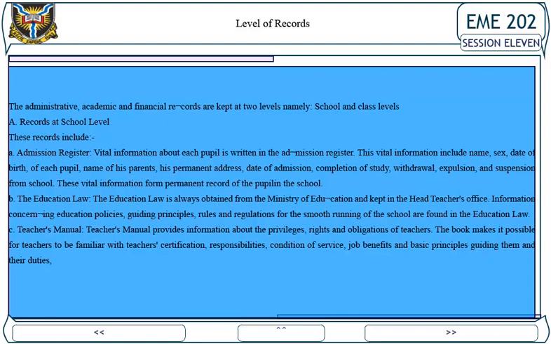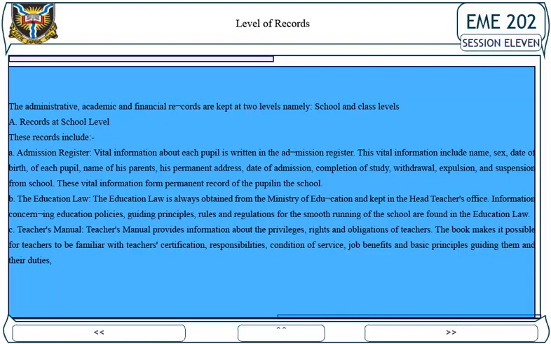Vital information about each pupil is written in the admission register. This vital information includes name, sex, date of birth of each pupil, name of his parents, his permanent address, date of admission, completion of study, withdrawal, expulsion, and suspension from school. This vital information forms a permanent record of the pupil in the school.